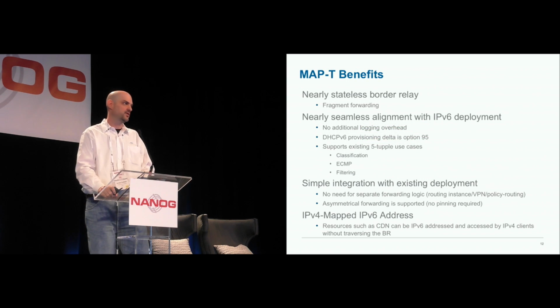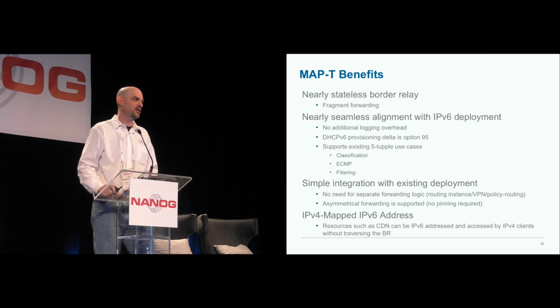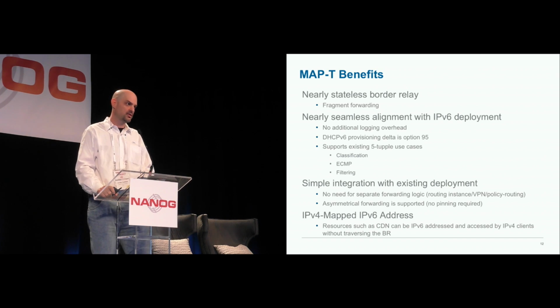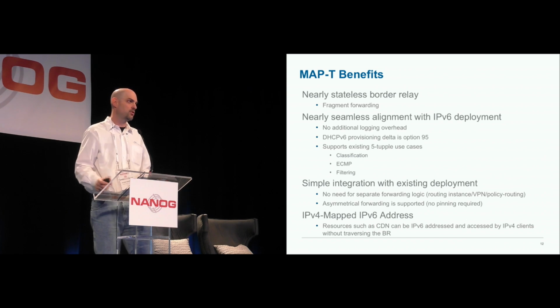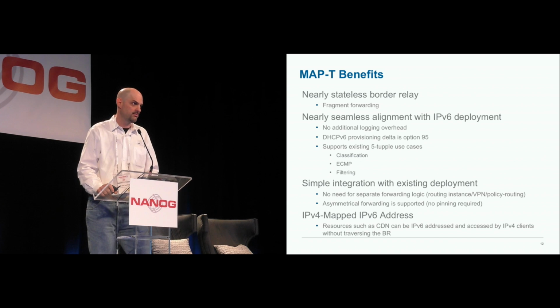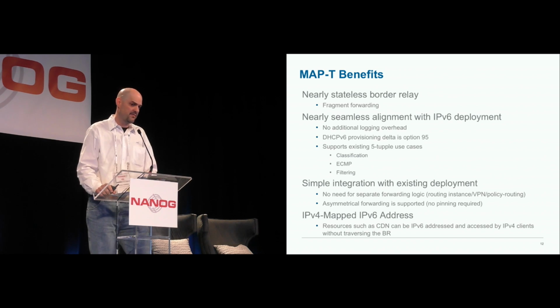So what are the benefits? As I mentioned before, the border relay is nearly stateless. And when I say nearly stateless, the exception is fragment forwarding. Why? Well, only the initial fragment is going to have the port information, and we need that port information to be able to craft the destination MAP-T CE address. So the subsequent fragments are not going to have that information. We need to keep state for this reason.